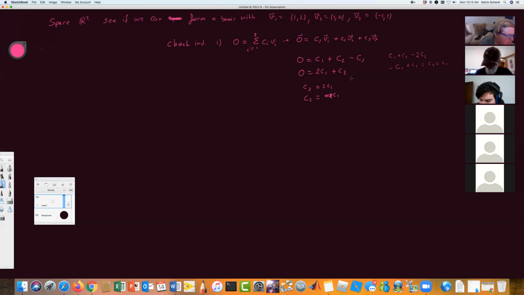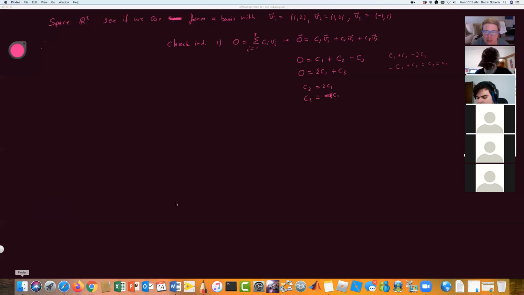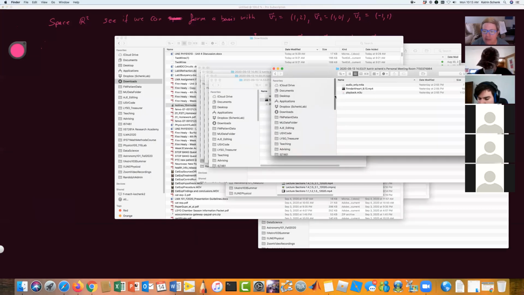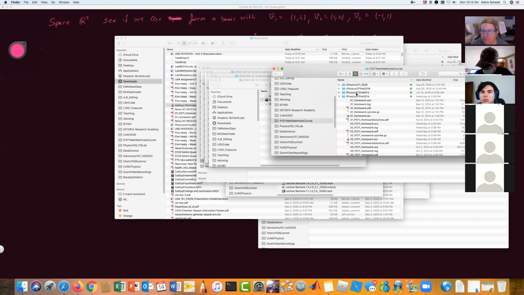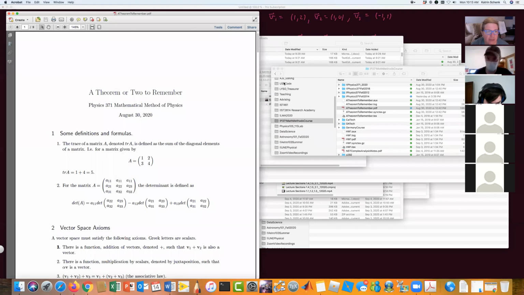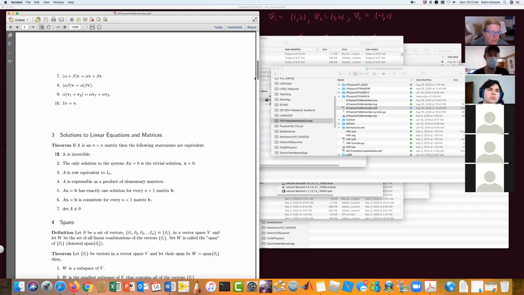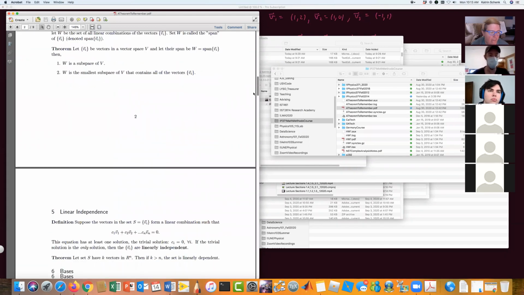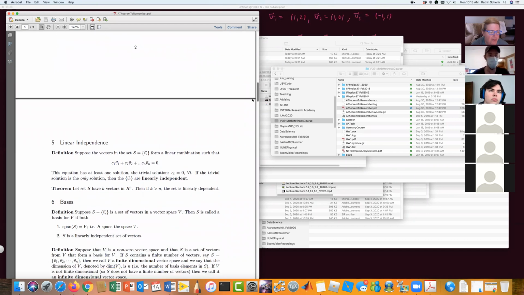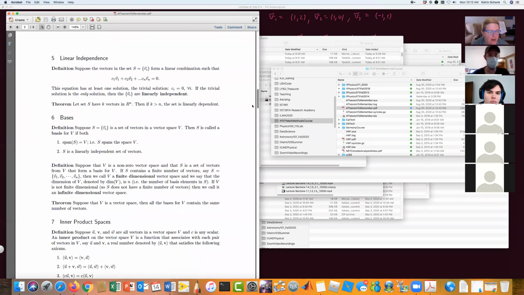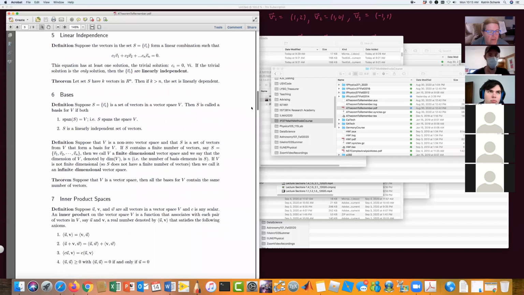Okay. So that's an interesting thing, and if we go back, let me take a look at our theorem to remember. Let me just get it up here because it's always hard for me to find. Hope you can see it now. Can you see it there? Okay, let's look down. Linear independence, bases. Okay. Give me a second.